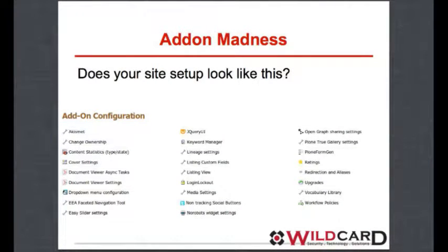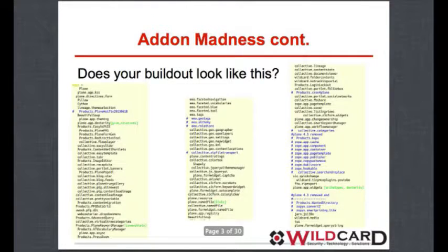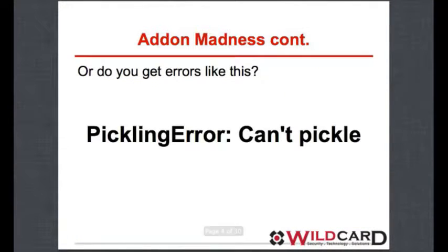All right, and to get us started, if your site setup kind of looks like this, you got tons of add-on configuration, and your build-out eggs section looks something like this, with like 60 different add-on products, and you see like pickling errors when you're running to certain pages, or different random errors from add-ons that are now missing that installed stuff on your site and now cause problems. You may have been doing something wrong, or you're just not thinking through how you're doing your add-on development.